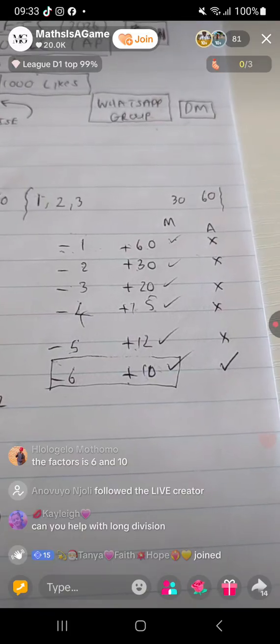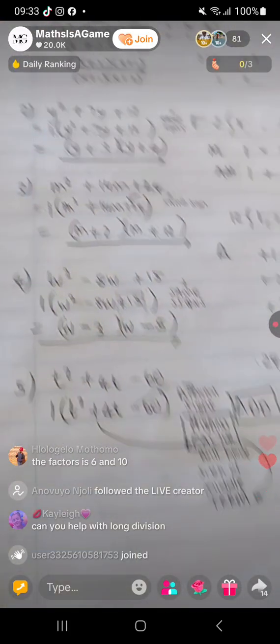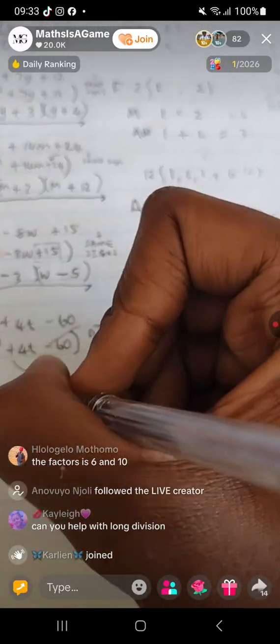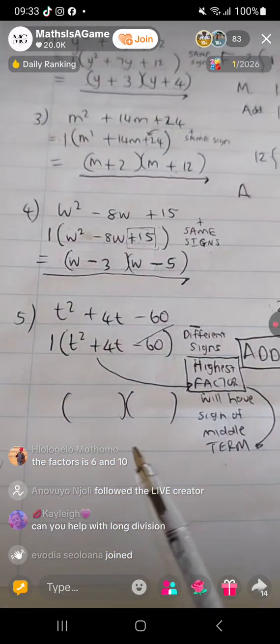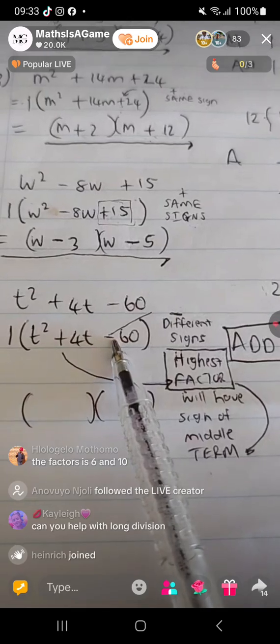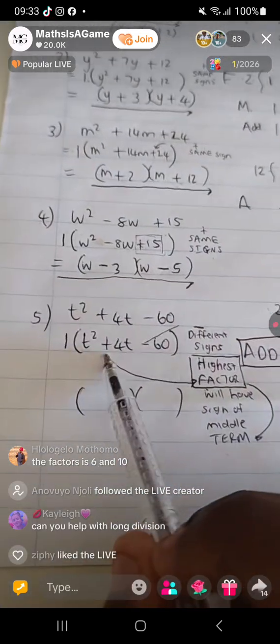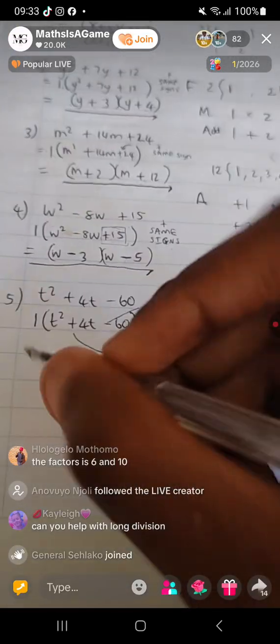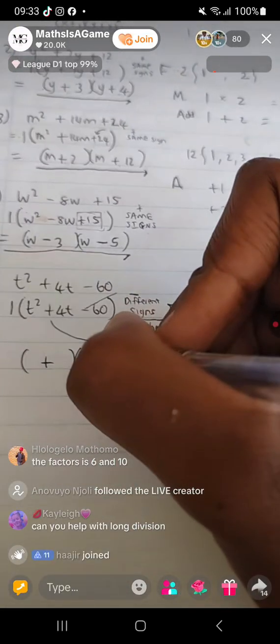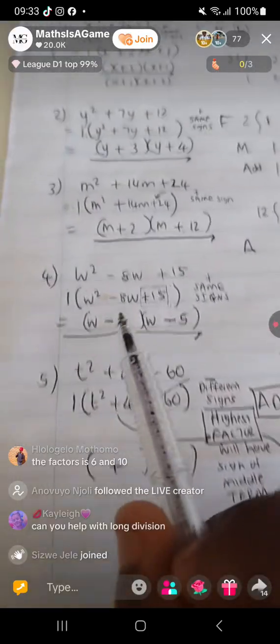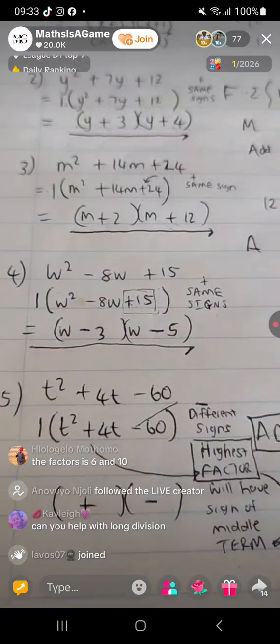So it's negative 6 and 10, that works. So I'm going to open the two brackets. What am I going to have because of the negative? Different signs, with the highest factor having a positive number. So I'm going to say positive, negative. These are the different signs. It's not same sign anymore.